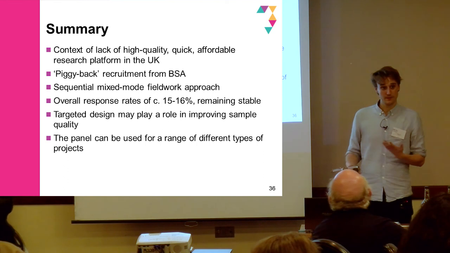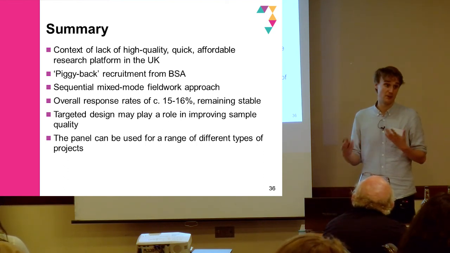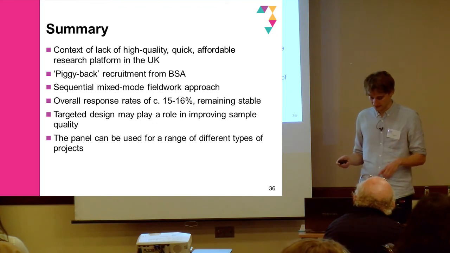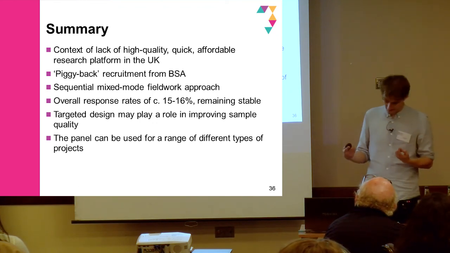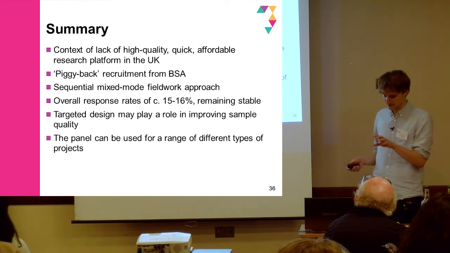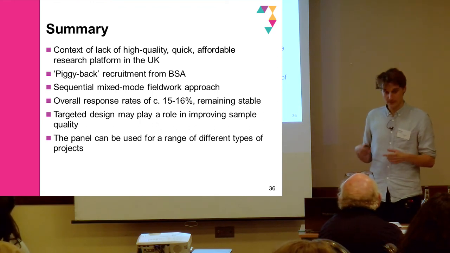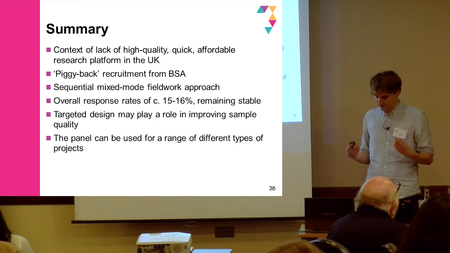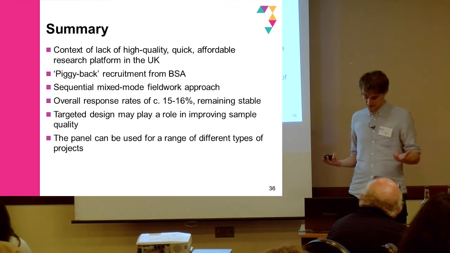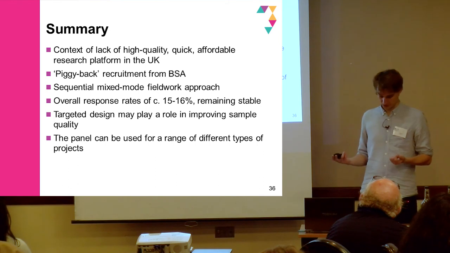The surveys that we've produced do seem to produce robust estimates, with much of the bias, any bias that we find, being accounted for by the weighting. But we're also developing our adjusted R indicators to improve our ability to monitor sample quality and target design approaches to improve it. Generally, we found that the panel can be used for quite a wide range of types of project, more so than we'd initially envisioned, and we are exploring how we can exploit it further, in particular with regards to longitudinal projects.